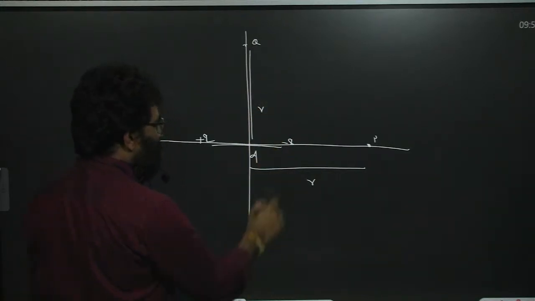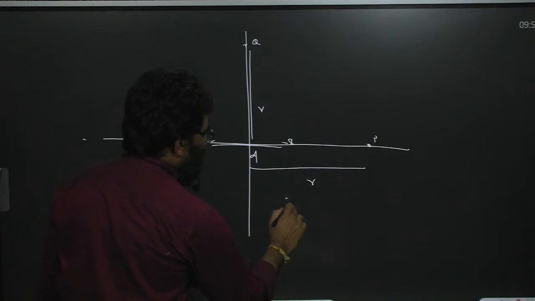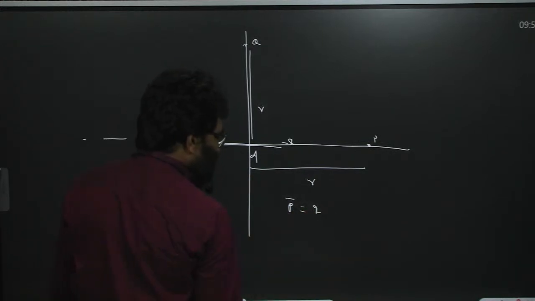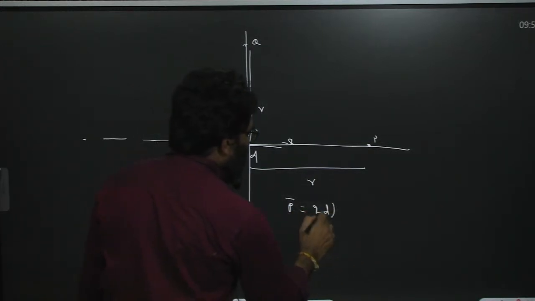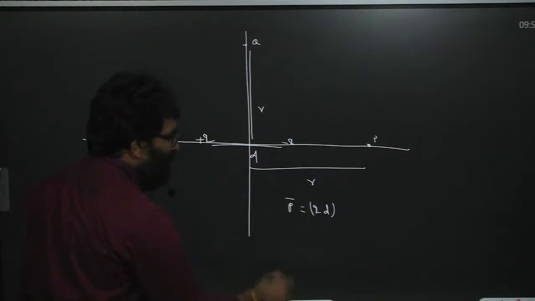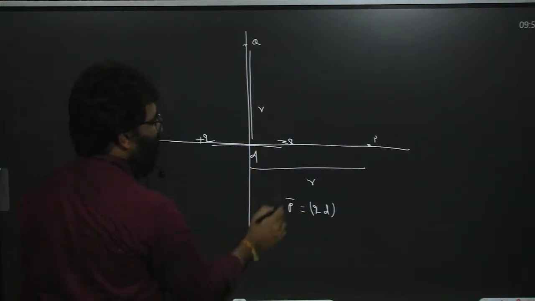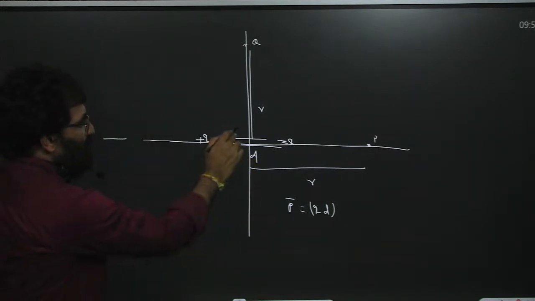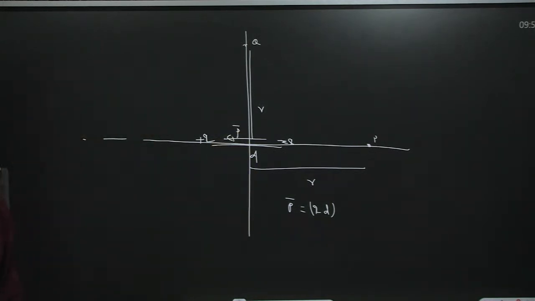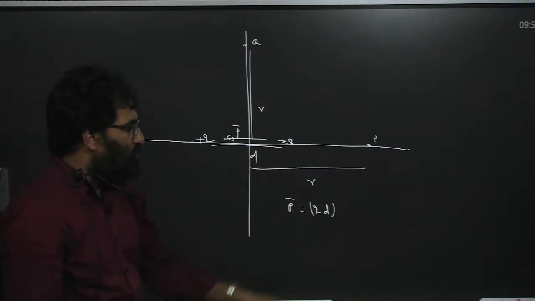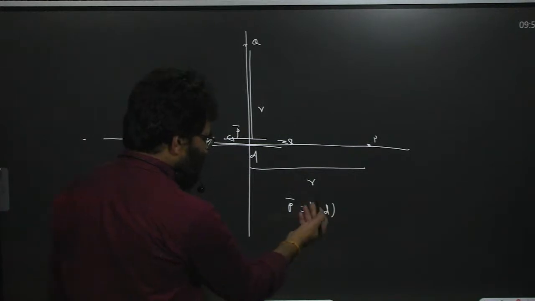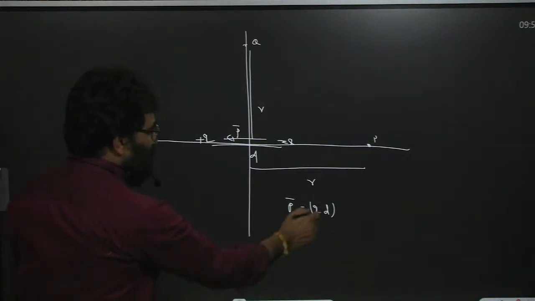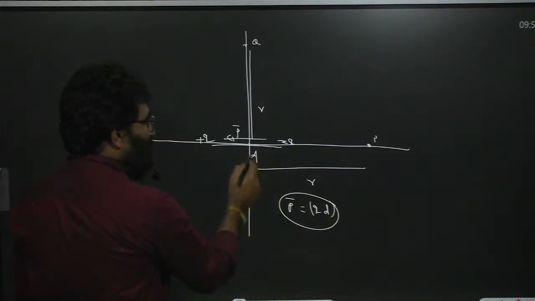Now how to calculate? Dipole moment is what? Dipole moment P bar is equal to Q into the distance between them, d. In which direction? The electric dipole moment is always in the direction of negative to positive. This is important. That is, P is equal to Q into d bar. This dipole moment will create a field.